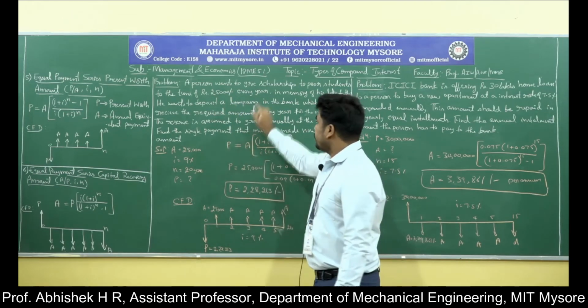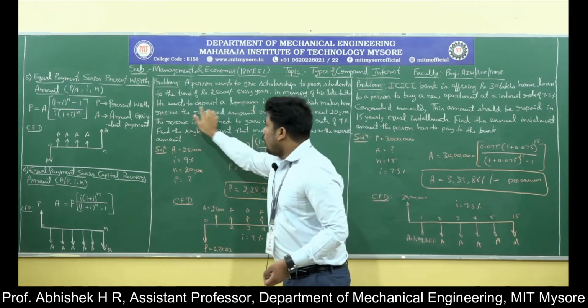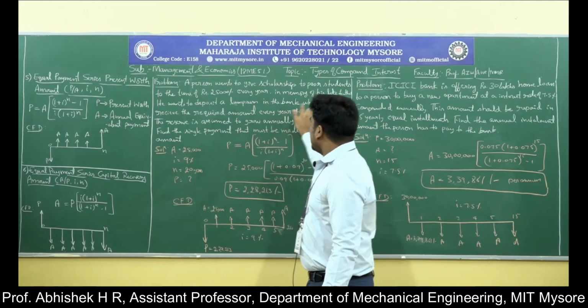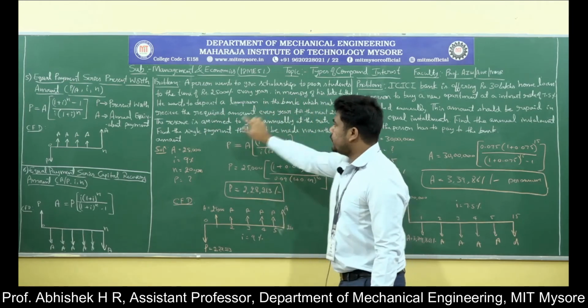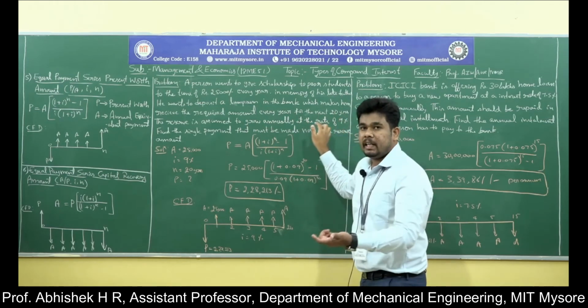25,000 every year in the memory of his late father. He wants to deposit a lump sum in the bank which makes him receive the required amount every year for the next 20 years.